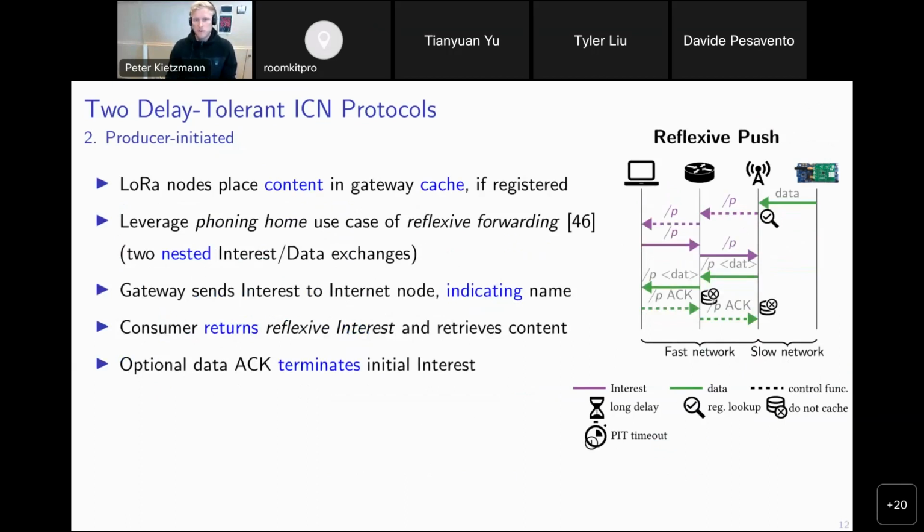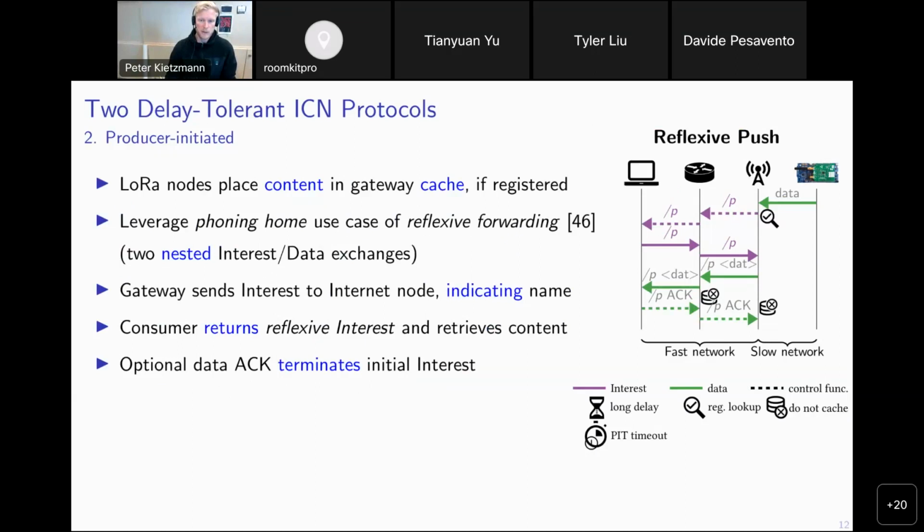So the second protocol is producer-initiated. We call it reflexive push. Registered LoRa nodes place content in the gateway cache using the aforementioned data provisioning method. We leverage the phoning home use case of the reflexive forwarding extension that has been proposed to the ICNRG for standardization. It defines two nested interest data exchanges.